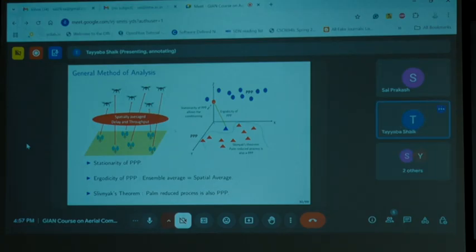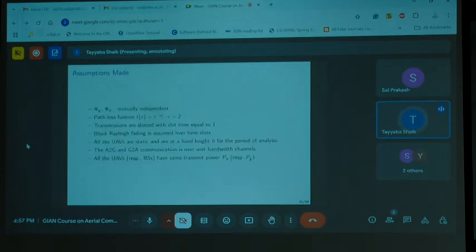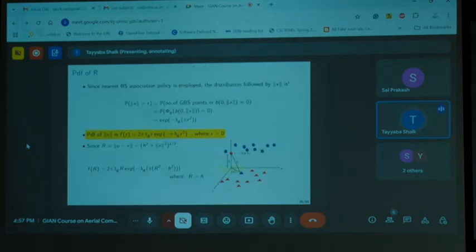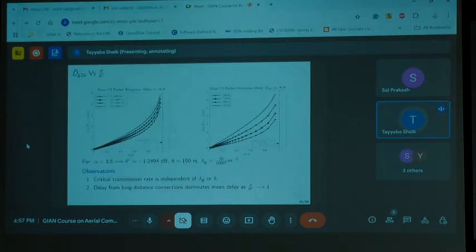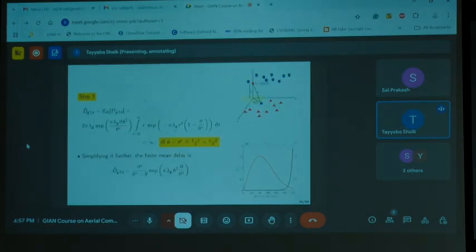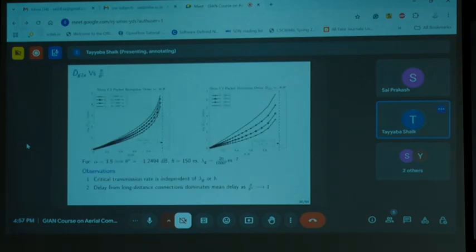Go for it. So the first result is the mean delay I was mentioning in the first slide, the mean packet reception delay. The main takeaway here is that if you operate at a rate greater than some critical rate given by theta star, the mean delay will be infinite. So that is the first takeaway.